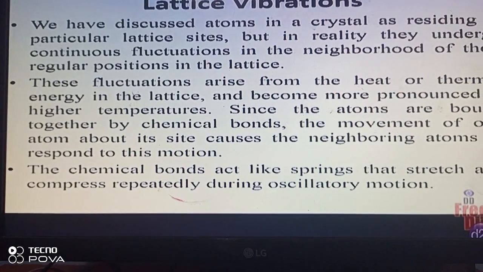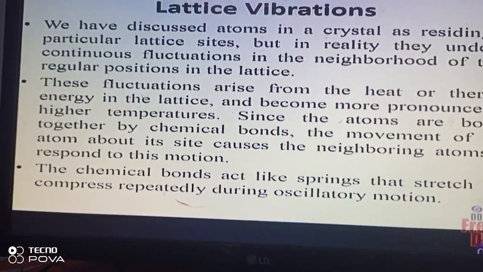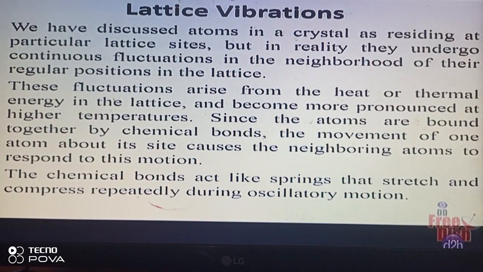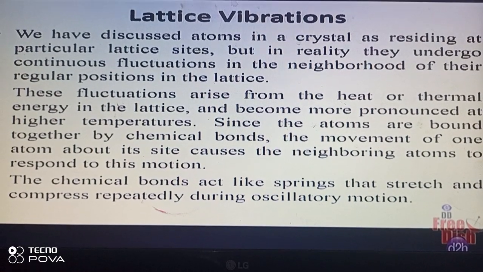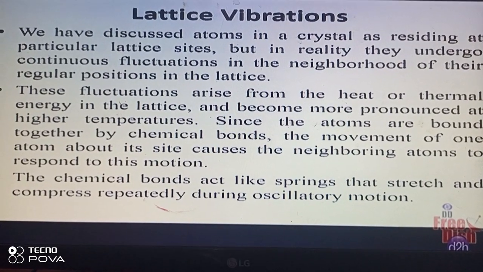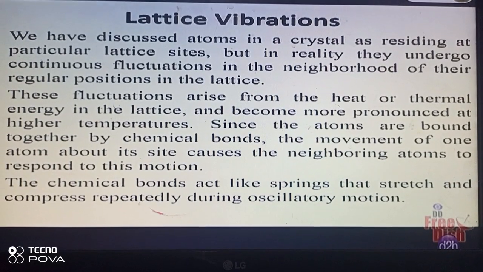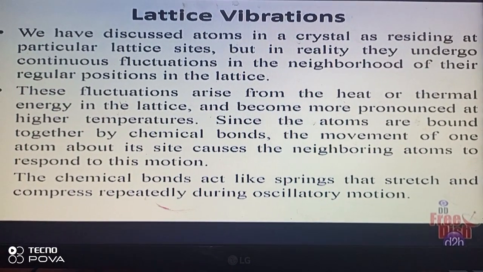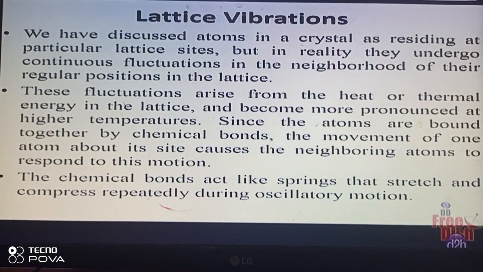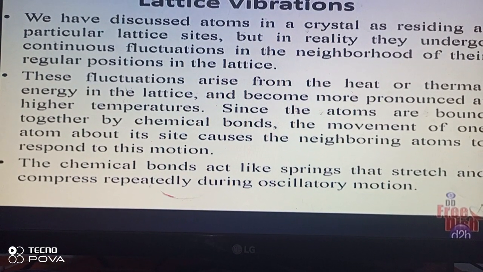And what are lattice vibrations? We have discussed atoms in a crystal as residing at particular lattice sites. But in reality, they undergo continuous fluctuations in the neighborhood, and therefore the regular positions of the lattice will be disturbed. These fluctuations arise from the heat, or thermal energy, in the lattice.